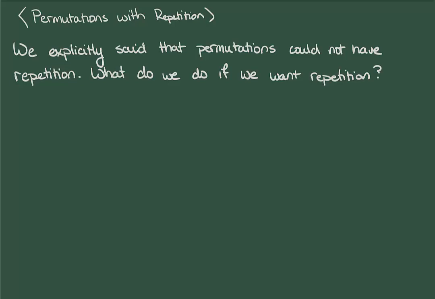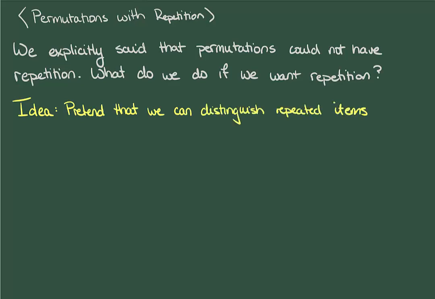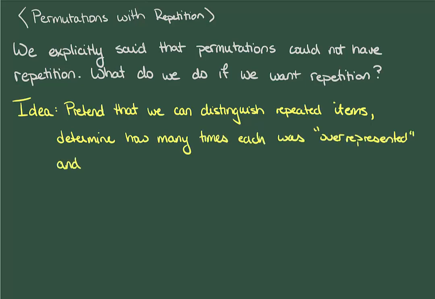We explicitly said that we would not allow repetition when dealing with our permutations, but there are times when that is probably a bit too restrictive. So the key idea when dealing with repetitions is to determine how many times we overcounted an occurrence. In this case, we'll pretend that there are no repetitions and count how many times we overrepresented what should have been a single item. We'll then use that information to correct what our count should be.